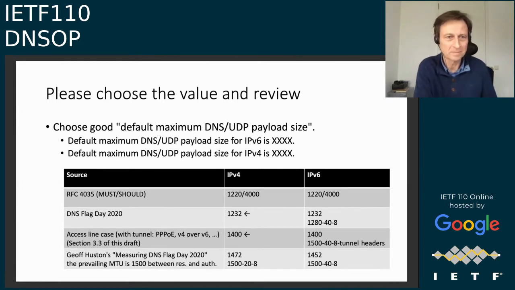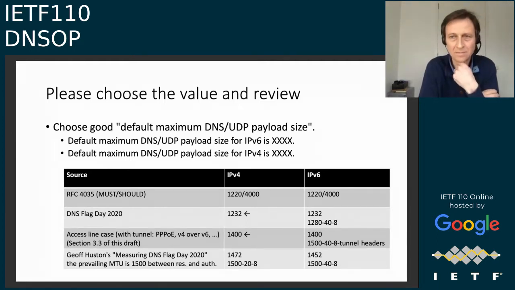Please go ahead, Puneet. Hi. So speaking from the experience with Google Public DNS, we implemented Flag Day with a value of 1400 for both V4 and V6, and it has worked very well. We are still seeing some issues which we are investigating, where we do not get any responses over TCP, but I believe that's something else going on there. So our vote would be for something which is at least 1400.